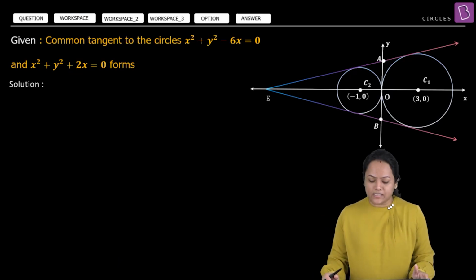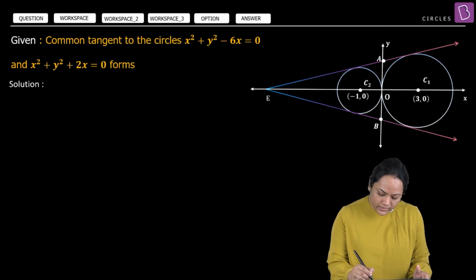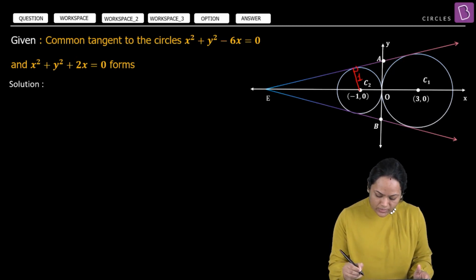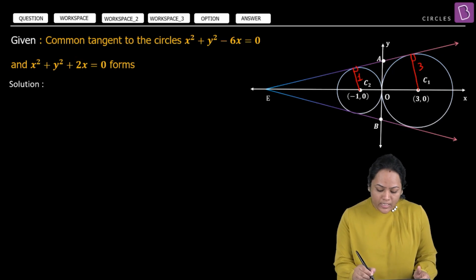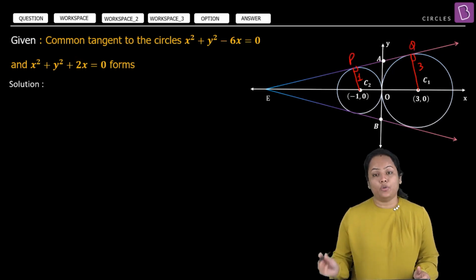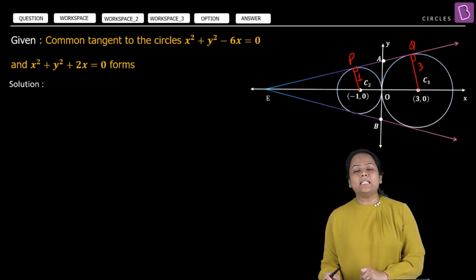We have taken centers as C1, C2. We know already the radius part, right? So this radius is known to me as 1 and this radius is 3. Okay, so let's take the perpendiculars from the centers on the tangent as P and Q. Now, which triangle are they talking about?